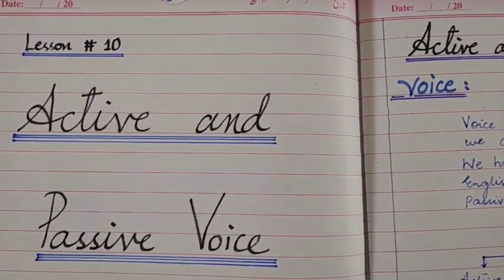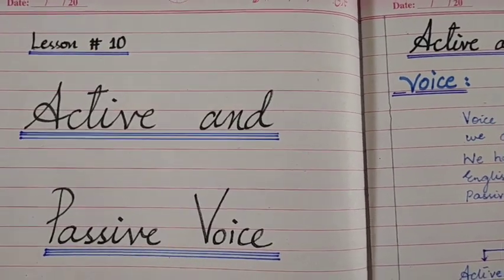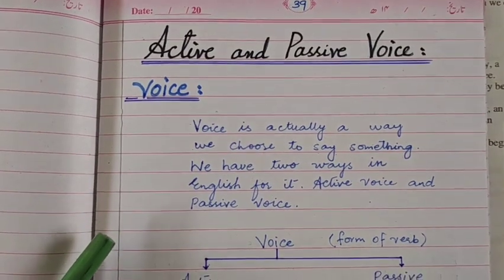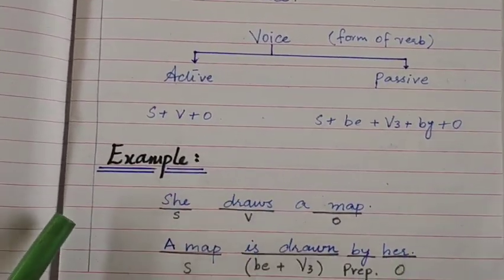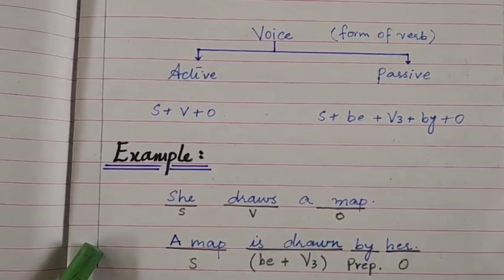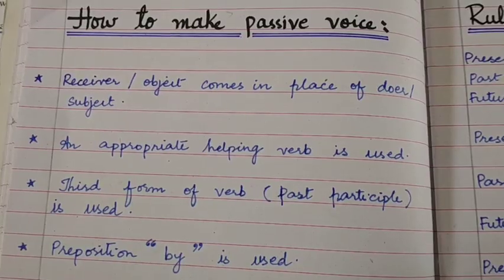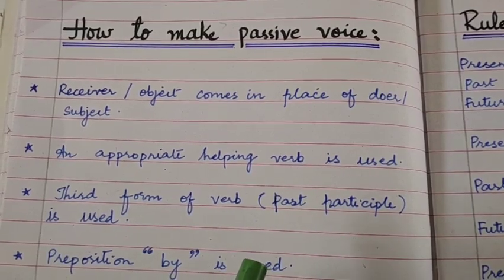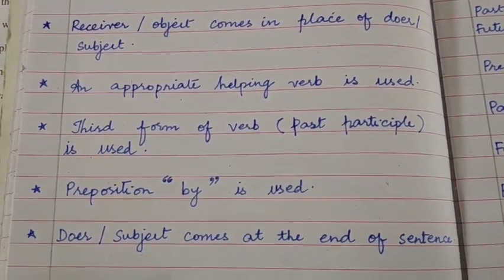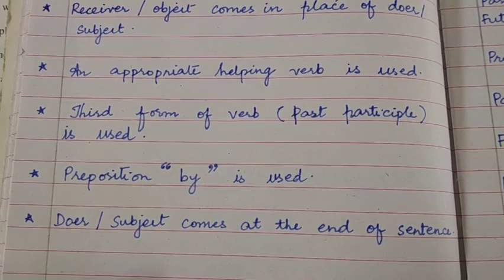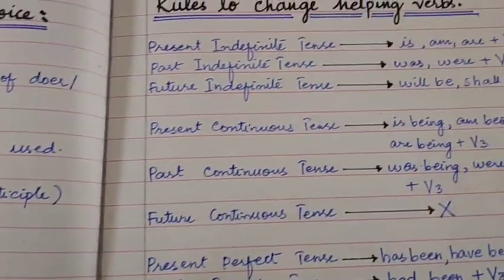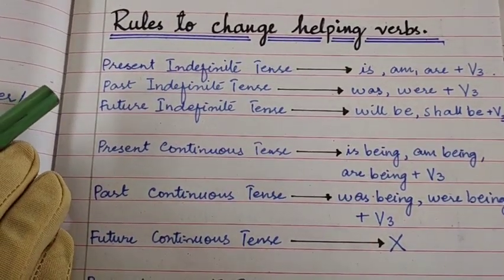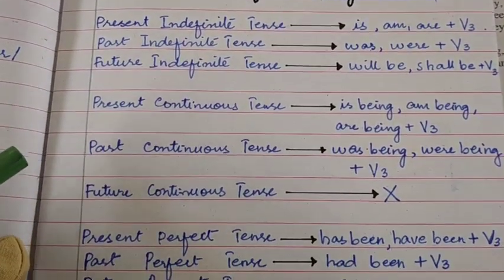Okay, girls. Look at it. You have to make the title page like this. Then you have to write it like this, the definition as well as the example. Okay. Then you have to write how to make passive voice. Alright, the steps like this. Your work should be neat and clean. Alright, you have to make this chart as well. Okay, see how neatly it is made.